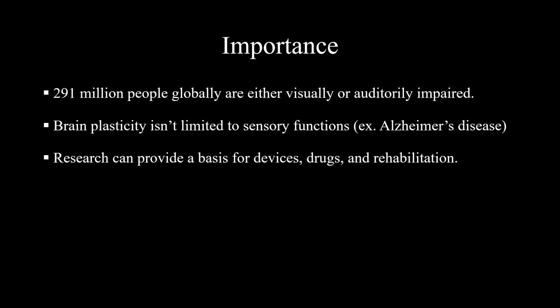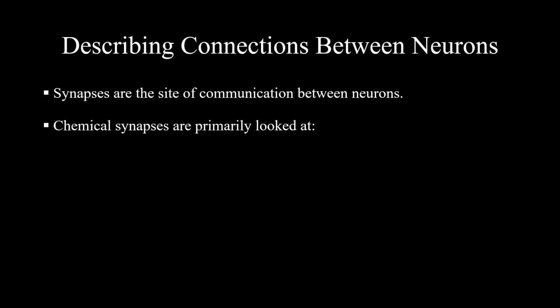Importance: 291 million people globally are either visually or auditorily impaired. Brain plasticity isn't limited to sensory function. The research here can possibly be used to help with future research that can be linked to Alzheimer's disease and other plasticity research. It can also provide a basis for devices like hearing aids, glasses, and help further innovate them, drugs, and rehabilitation.